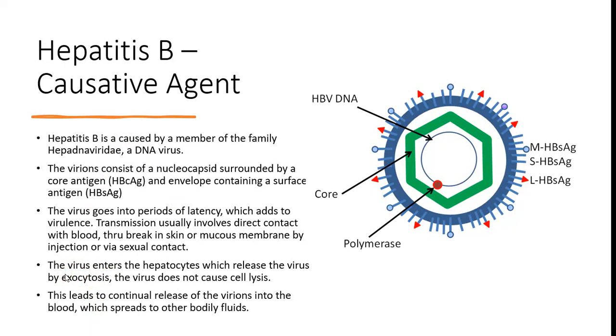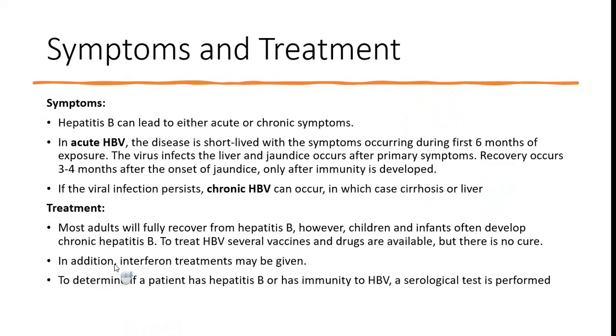So the host cell keeps making the viruses and releasing them, that continual release, slow amounts over time. So when somebody has Hep B, it can lead to either acute or chronic symptoms, and part of that is going to be dependent on, is it latent or not, and it's using to its advantage that exocytosis method for release. So if somebody has acute Hep B, the virus is going to be short-lived.